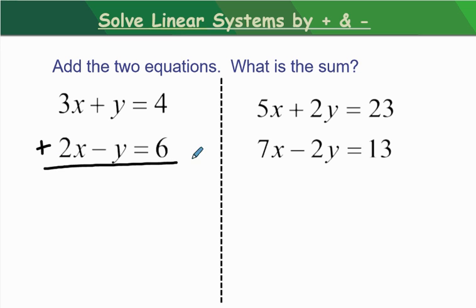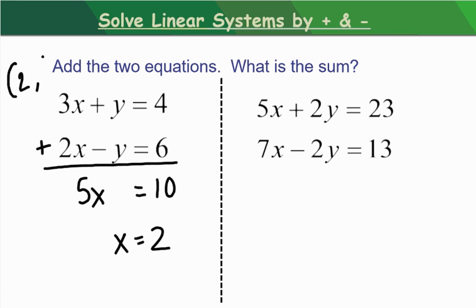So if I add the two equations, 3x plus 2x is 5x. y plus negative y is 0y, those just go away. 4 plus 6 is 10. Then I divide by 5 and I get x equals 2, and already I have half of the point of intersection. I know those two lines are going to cross at 2, comma, something. That's a lot less work than substitution. Let's try it again. Add the two equations.